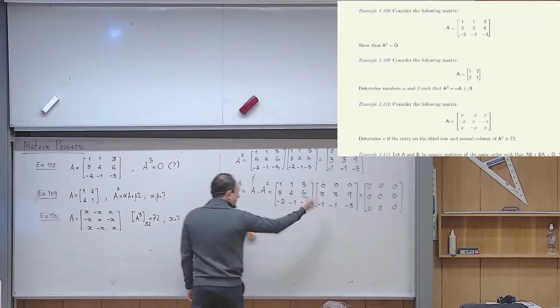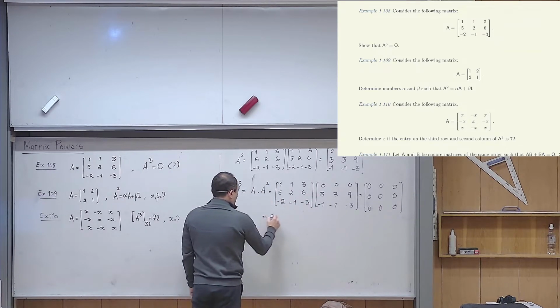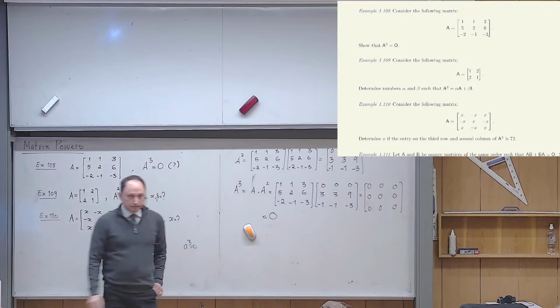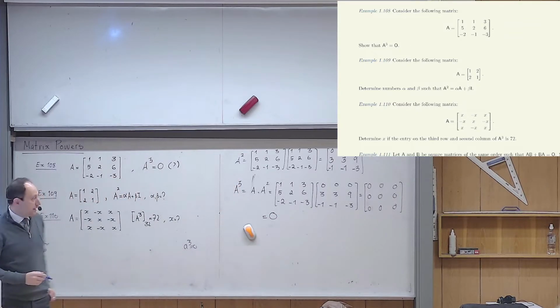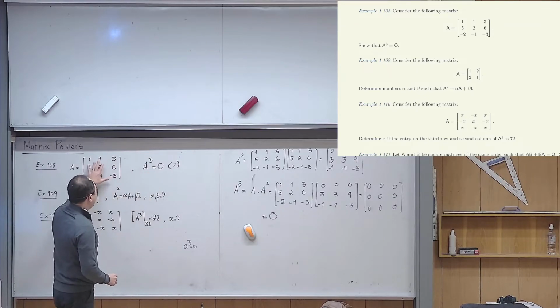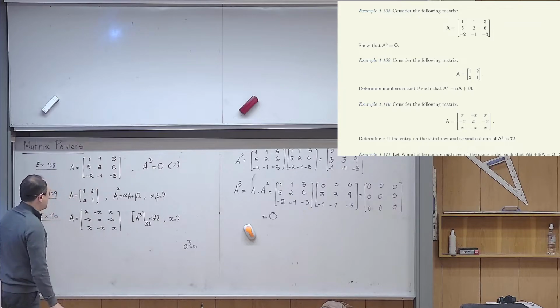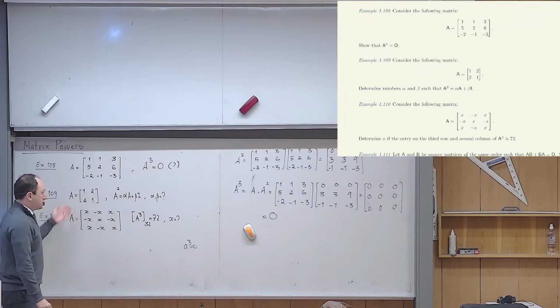Yeah, you have to convince yourself that I have done things right, but this becomes the 0 matrix, 3 by 3. So that's also good to know that A to the power of 3 is 0, but the matrix A itself has nothing to do with the 0 matrix. These things can happen. This is a very standard but simple question.